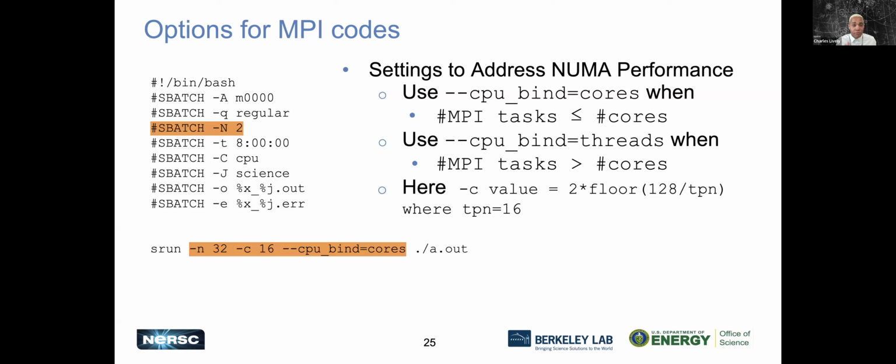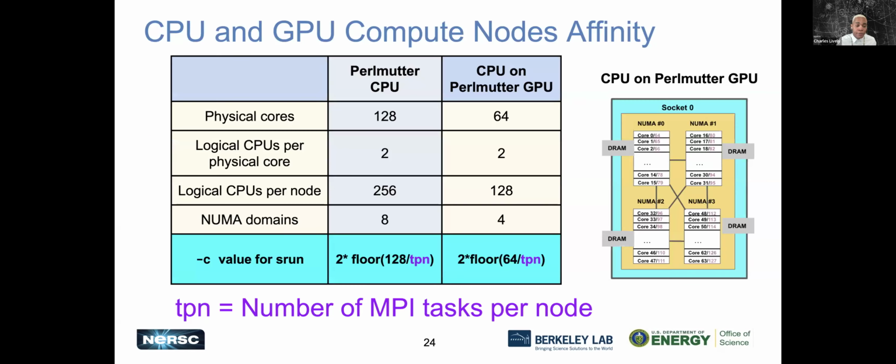So when we use a CPU binding with cores, we want to make sure the number of MPI tasks is less than or equal to the number of cores available. If we're going to use the CPU binding with threads, then we want the number of MPI tasks to be greater than the number of cores. And so that's when the C value comes into play. Plugging it in for our CPU option here, we get our TPN is going to be 16. And remember, TPN is just our number of MPI tasks per node.